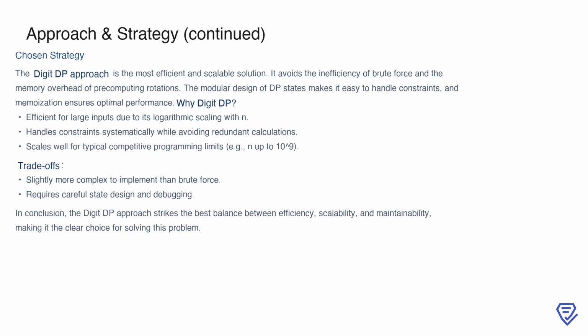The main reasons to choose digit DP are its efficiency and scalability. It handles very large inputs, such as n up to a billion, with ease, thanks to its logarithmic scaling with respect to n. While it is slightly more complex to implement compared to brute force, the trade-off is well worth it for the performance gains. The modular design of its states also makes debugging and extending the solution more manageable. Overall, digit DP strikes the best balance between speed, memory usage, and maintainability, making it the most suitable choice for solving the rotated digits problem.